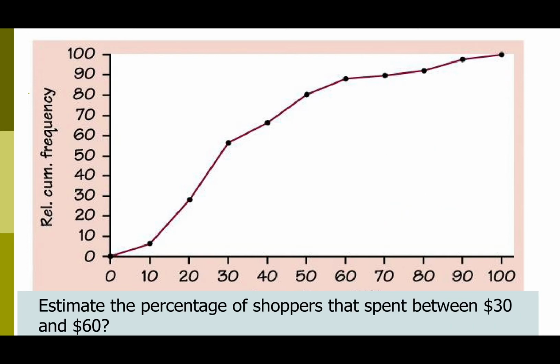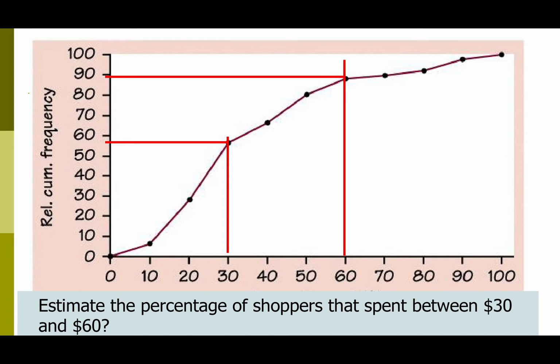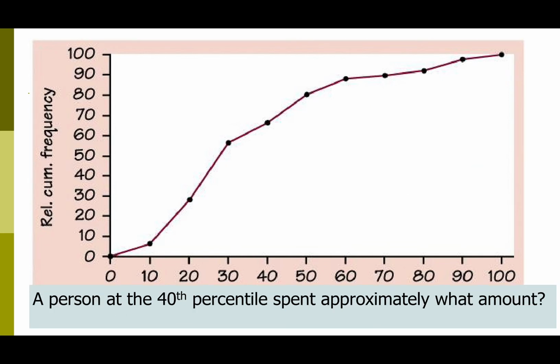The percentage of shoppers that spent between $30 and $60. So we want to go to 30, go across, go to 60, go across, and now we're going to subtract those. So I'm going to estimate the top one is about 90, and the next one, let's just say, is about 57, and that's going to give me 33%. And these are all approximate since obviously we have to eyeball this.